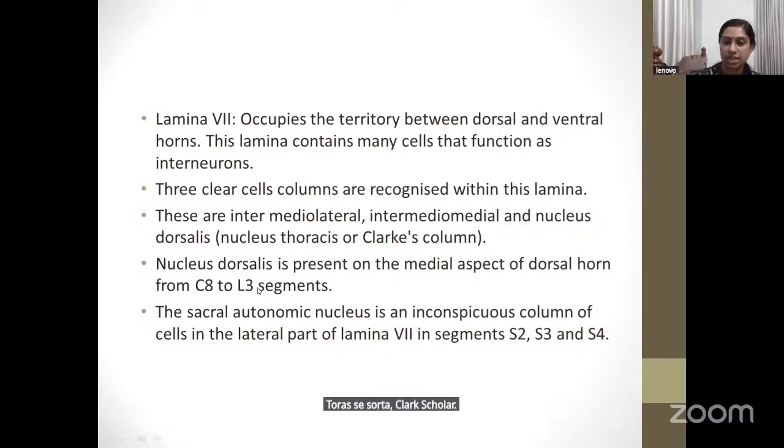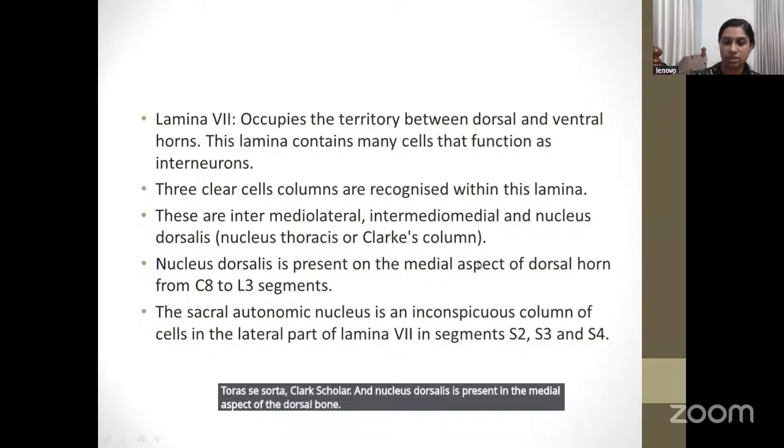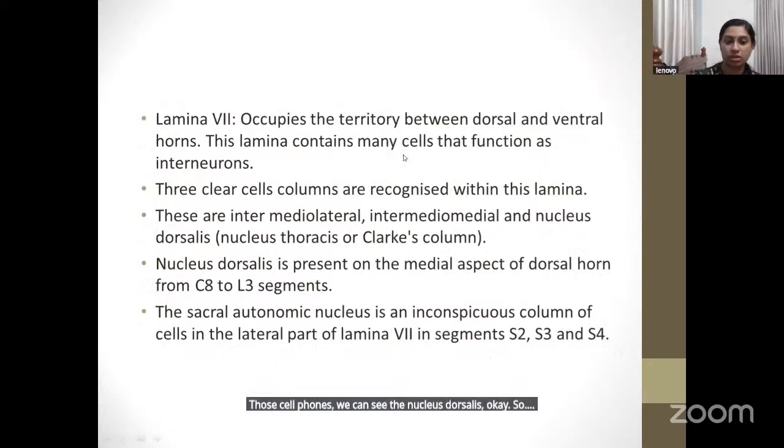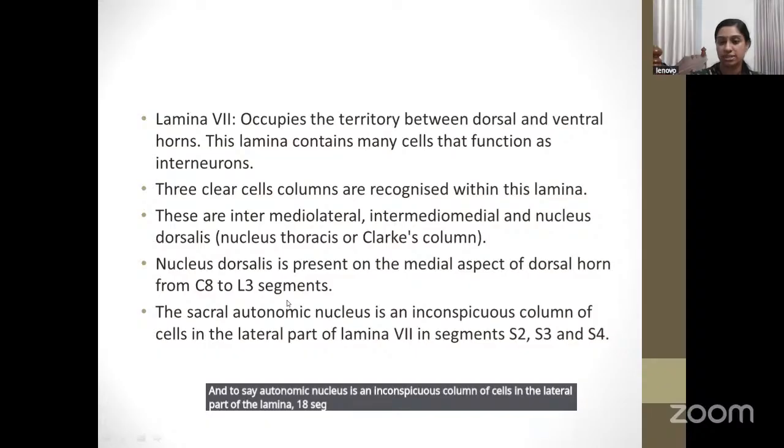And nucleus dorsalis is present in the medial aspect of the dorsal horn. I have already shown this. In the medial aspect of the dorsal horn, we can see the nucleus dorsalis. Okay. So from C8 to L3 segments only, we can see the presence of nucleus dorsalis. And the sacral autonomic nucleus is an inconspicuous column of cells in the lateral part of lamina 8 in segments S2, S3, and S4.